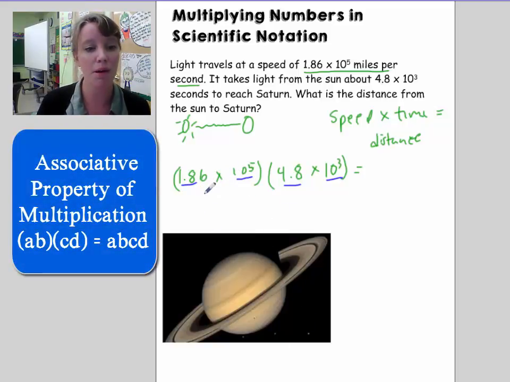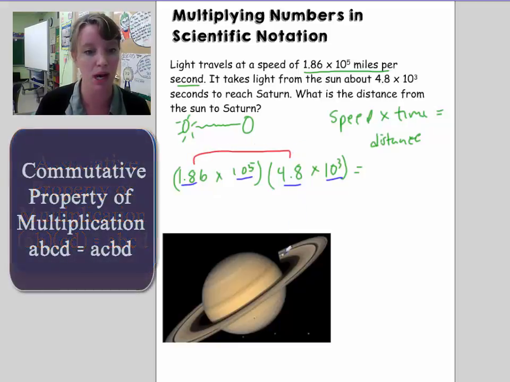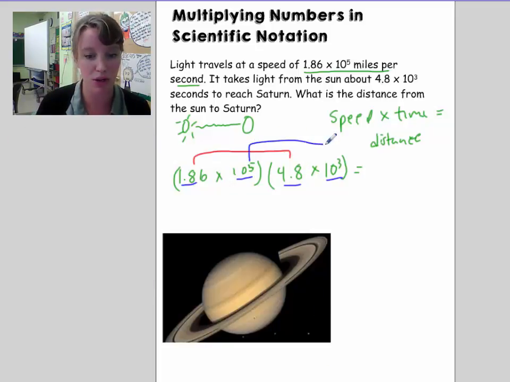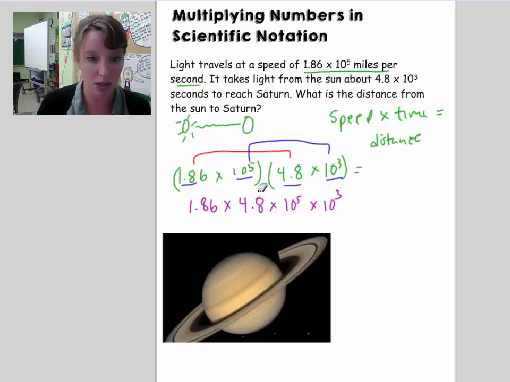And while I'm at it, I'm going to use the commutative property at the same time to move the coefficients next to each other, and then the powers of 10 next to each other. It's going to become obvious in just a second why I'm doing that. So I have 1.86 times 4.8 times 10 to the 5th power times 10 to the 3rd power. Again, I just used the associative property to drop these parentheses. I don't really need them. It's just a bunch of numbers being multiplied together.